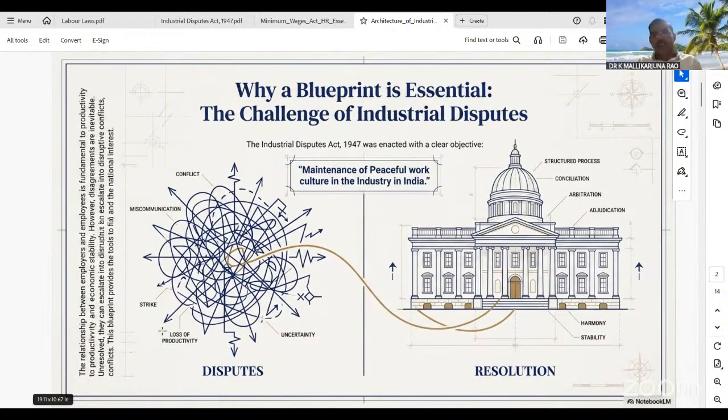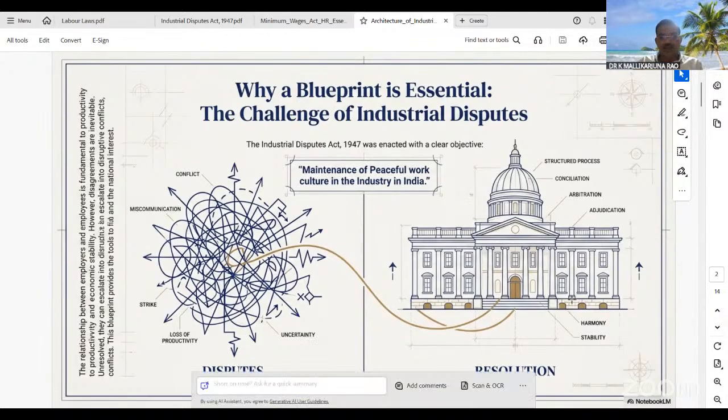Definitely, if there is no peaceful environment within the organization or the factory, we can't expect a good production system, and productivity is also limited. Because there is no harmony within the firm, uncertainty also arises. Then how do we address these industrial disputes? Is there any structured procedure, or can conciliation officers be appointed, or an arbitration process, or are judicial interventions required? We will see that kind of mechanism in the next class. Harmony and stability are required for resolution.